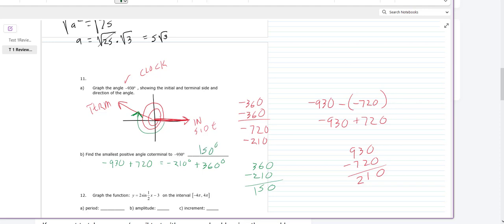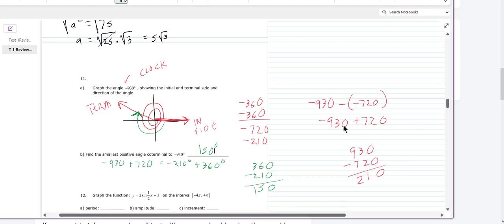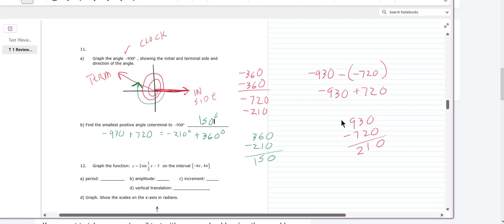So that was one of the first things that we looked at this semester, how to draw angles and how to determine coterminal angles. Okay, all right. So you want to make sure that you know how to do that. Now let's focus a little bit on the graphing next.